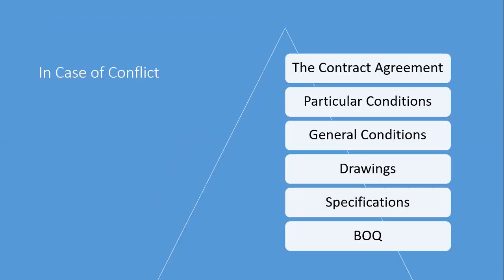And in case of conflict, when you have two kinds of things and there is some conflict, which thing will get priority? The first thing, the contract agreement. The second thing, particular conditions, general conditions, your drawings, specifications, and bill of quantity. Today I will explain what is bill of quantity, because we are going to make the WBS. But first, let me complete this section of contracts and documents.